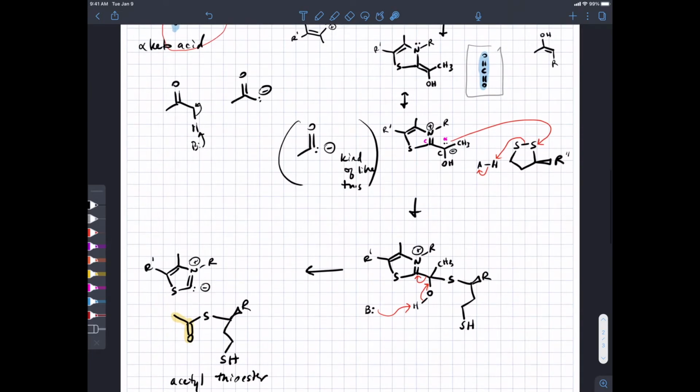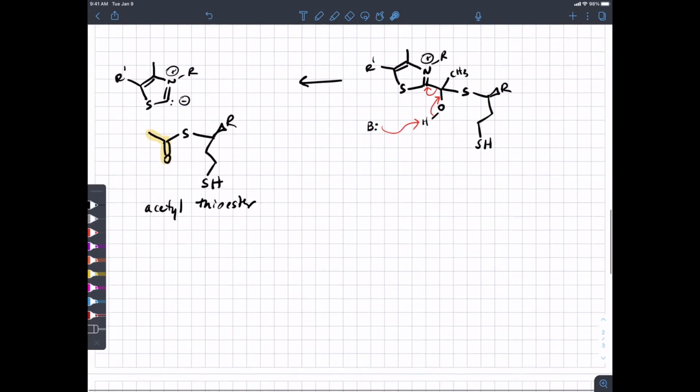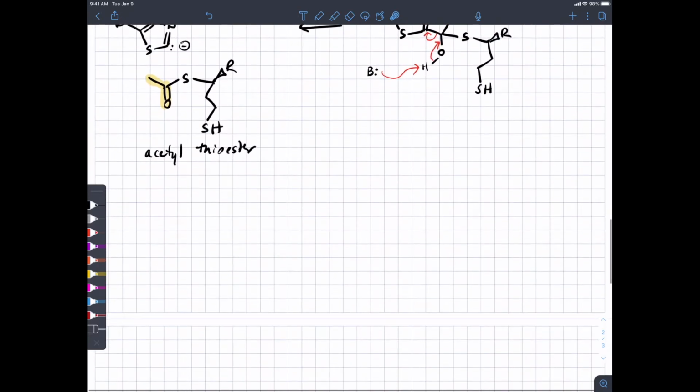So the key reduction step of the thiol was right here when we broke the sulfur-sulfur bond and replaced it with a carbon-sulfur bond and a sulfur-hydrogen bond. The key oxidation step was here where we made a new carbon-sulfur bond. All right, so that's our thioester.